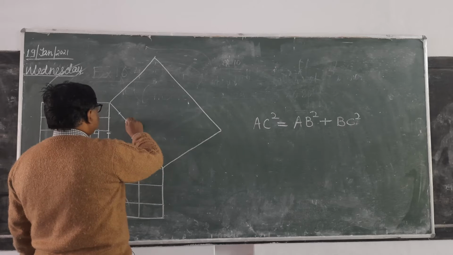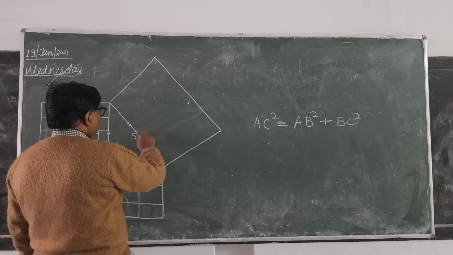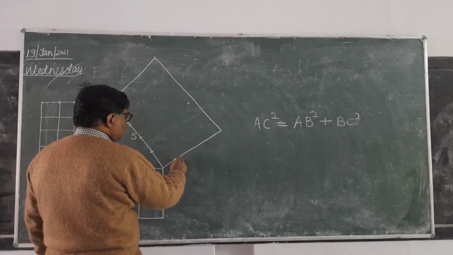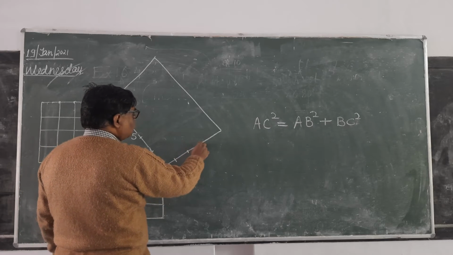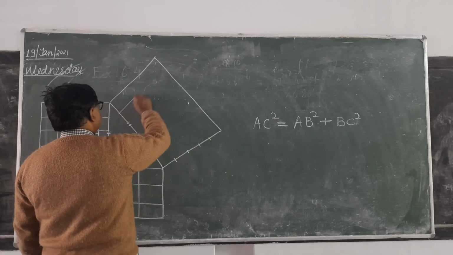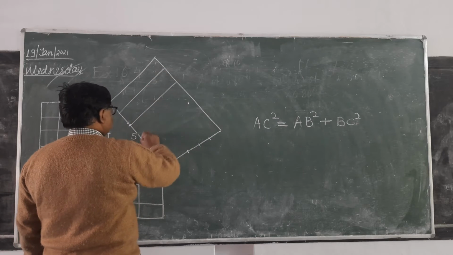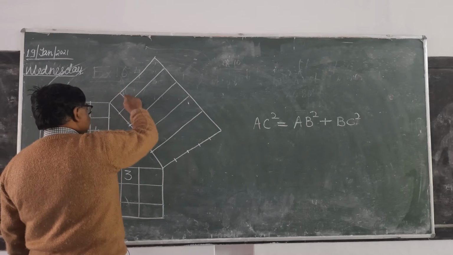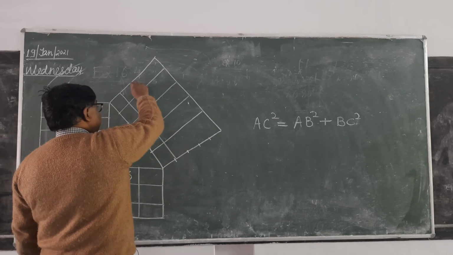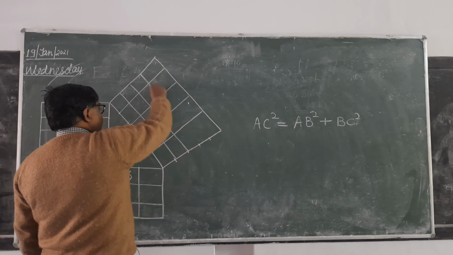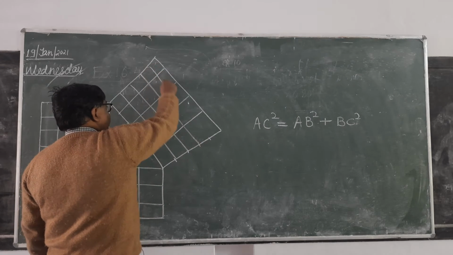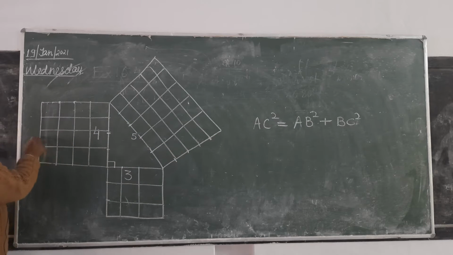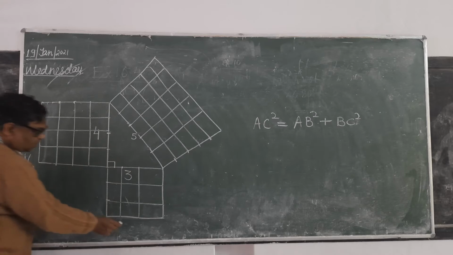This is 1, 2, 3, 4, 5. It's clear? You draw this way. Geometrically you can make the exact diagram. Here I have not made it exact. Now you count. This is 1, 2, 3, 4, and 4 rows. How many squares? 16. Here it is 9.